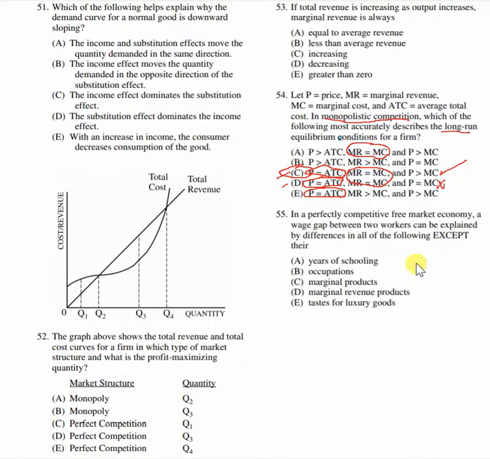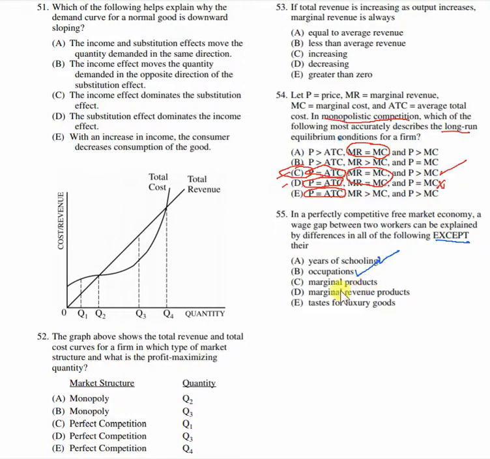Okay, 55. In a perfectly competitive free market economy, a wage gap between 2 workers can be explained by differences in all of the following except. All right, so why would you pay two workers more? Years of schooling, yes. If somebody has more schooling, you'd expect them to be more productive, so that does explain it, so it's not an exception. Occupations, yes, you might want to pay somebody who's working on a computer more than somebody who's putting labels on a box, so that is also, I'm putting a check here. It's a check that it works, but you're looking for the except, so it's not the right answer.